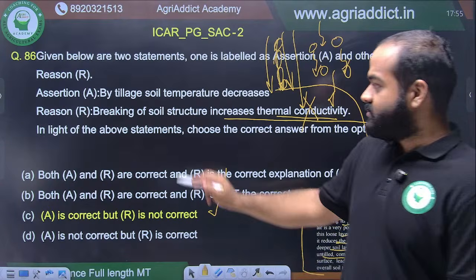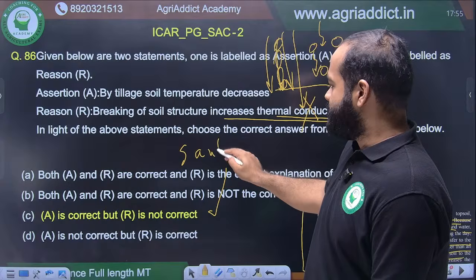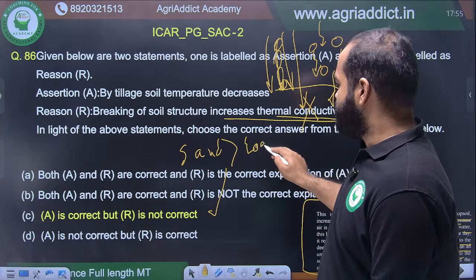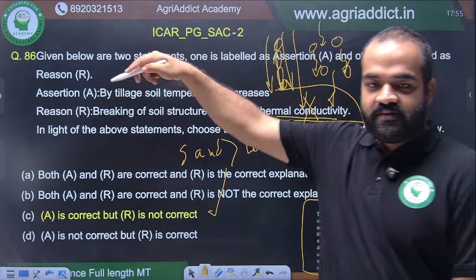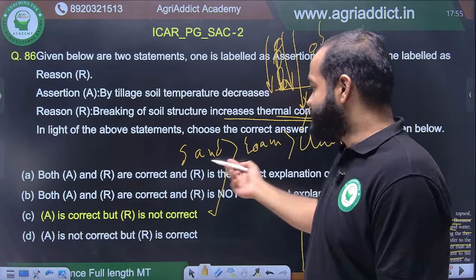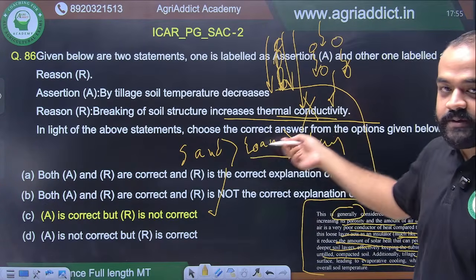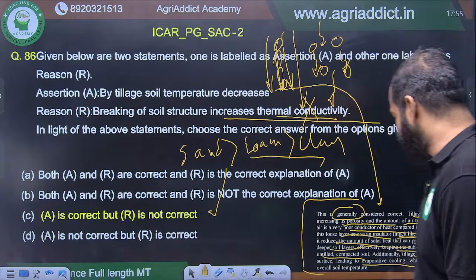You also know the reason for that, no? Sand, loam, clay: in the series of thermal conductivity, this is so because the more you go in this direction, the more the porosity increases, the more the proportion of air increases.